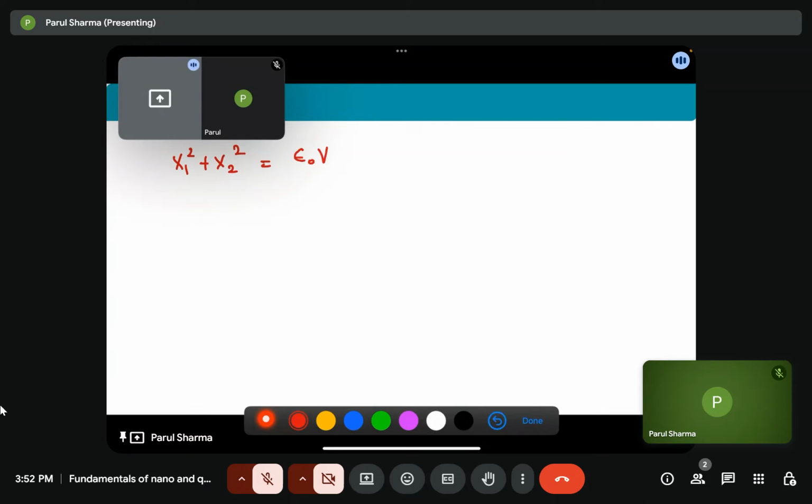epsilon naught v naught square by 4h cross omega, omega square t square by 2h cross p square, which will give you h cross omega.